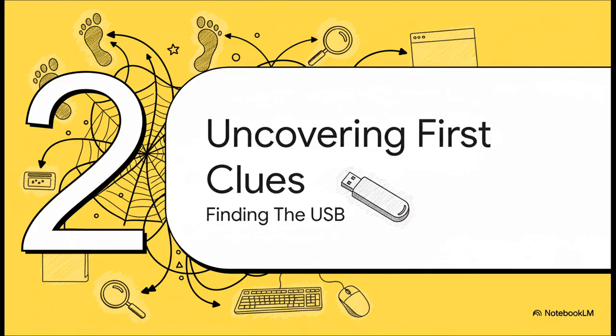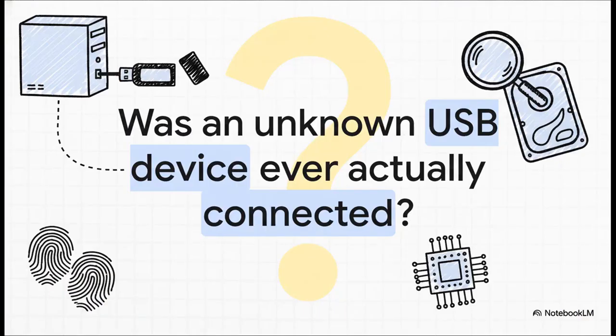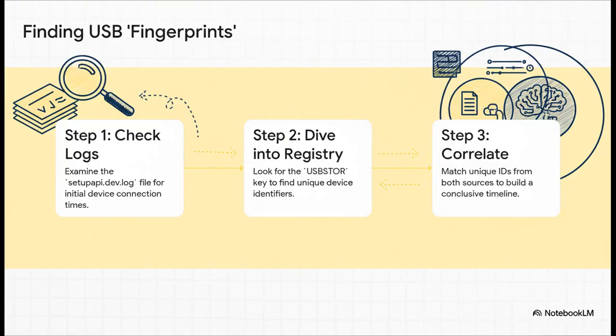Okay, so where do you even start? In any investigation, you have to find that first thread to pull, right? The first piece of hard evidence that places your suspect at the scene of the crime. Our investigation begins with a really simple question. Was an unknown USB device ever even here? I mean, before we can get into the what and the how, we have to prove that something happened in the first place. To answer that question, investigators follow a pretty clear three-step process.